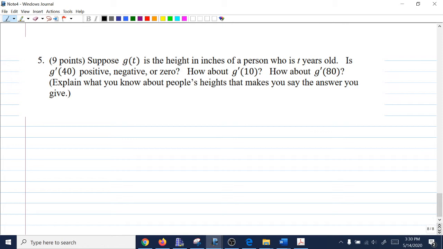I like this question because it's not like any homework question, but it's still completely fair. It's just a good, do you understand the words we use in this class? G of t is the height of a person whose age is t. And we're asking about the derivative of this function. When is it positive? When is it negative? When is it 0? G prime of 40, is that positive, negative, or 0?